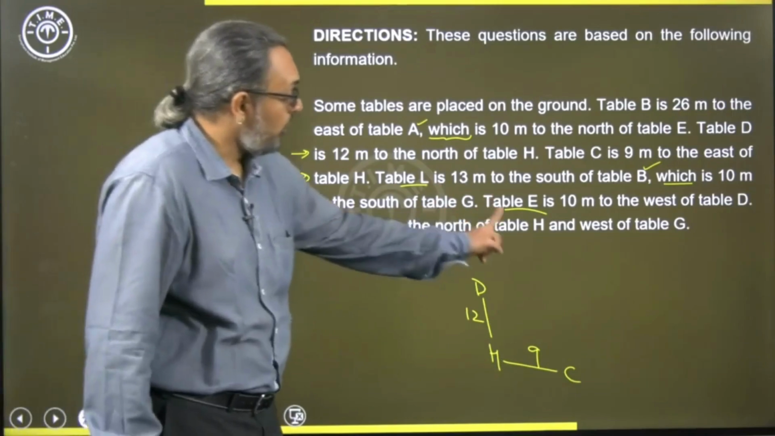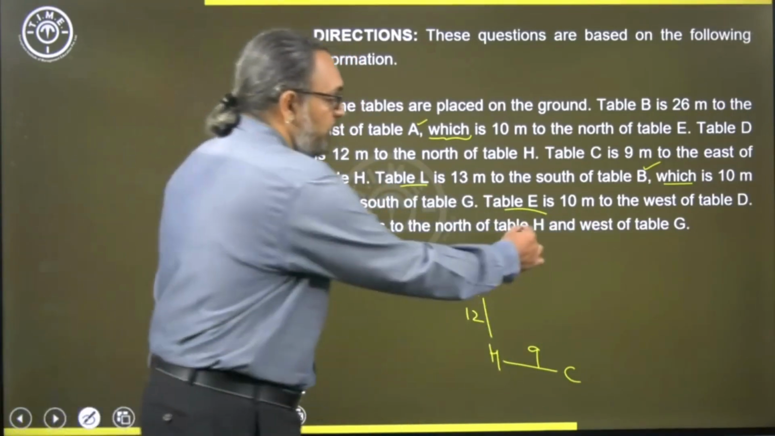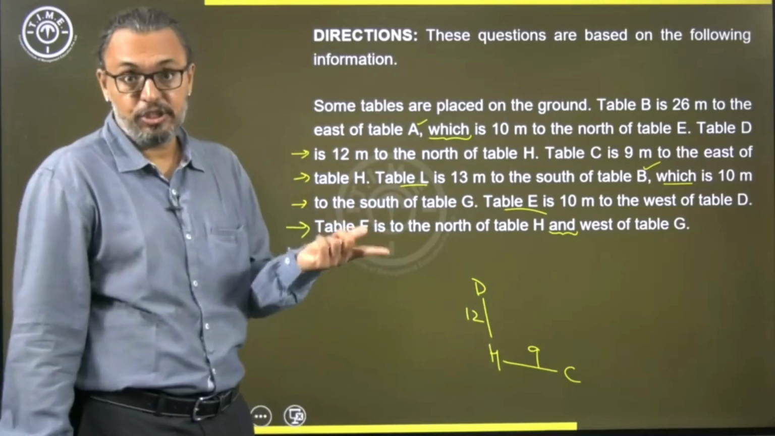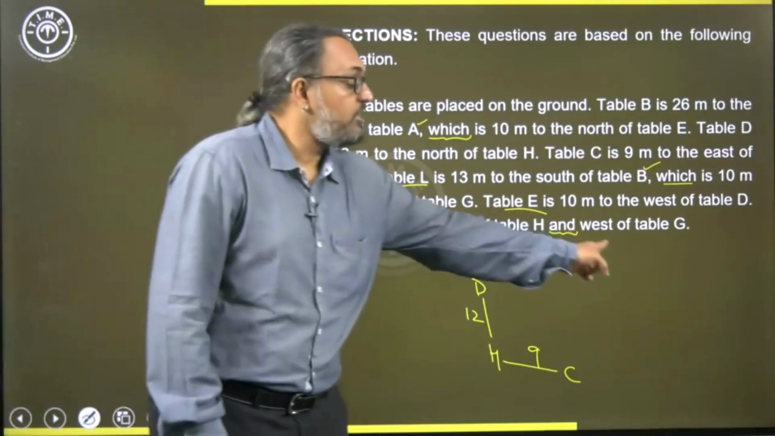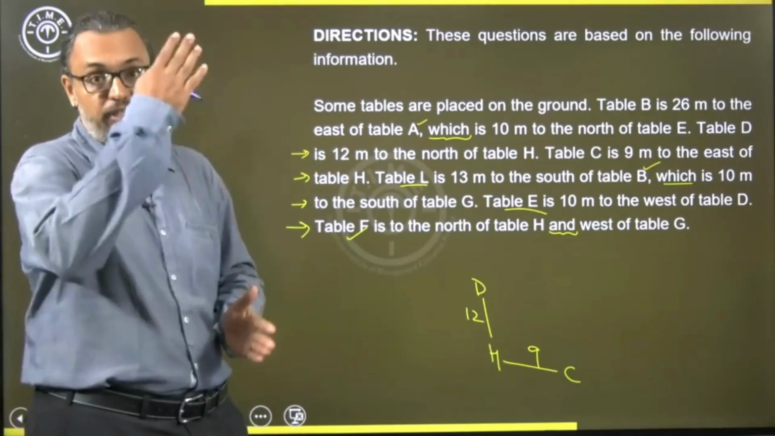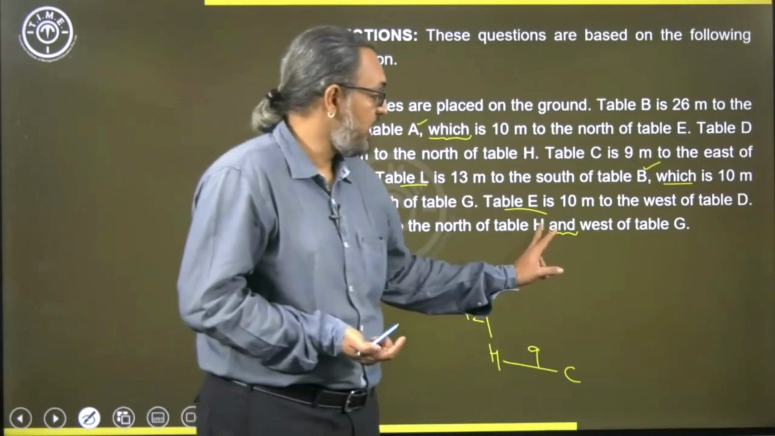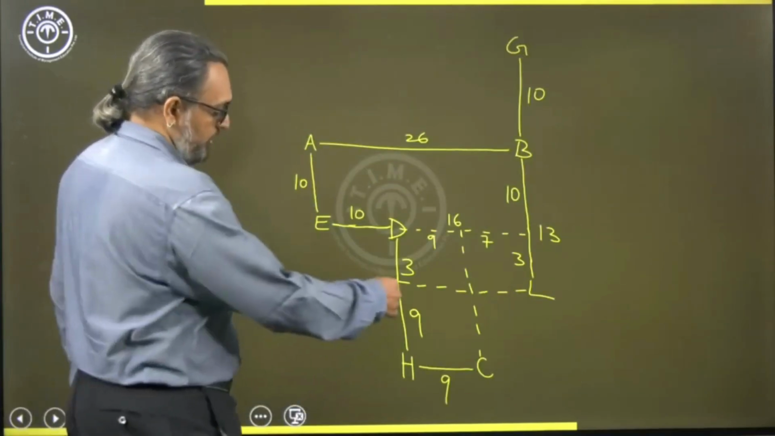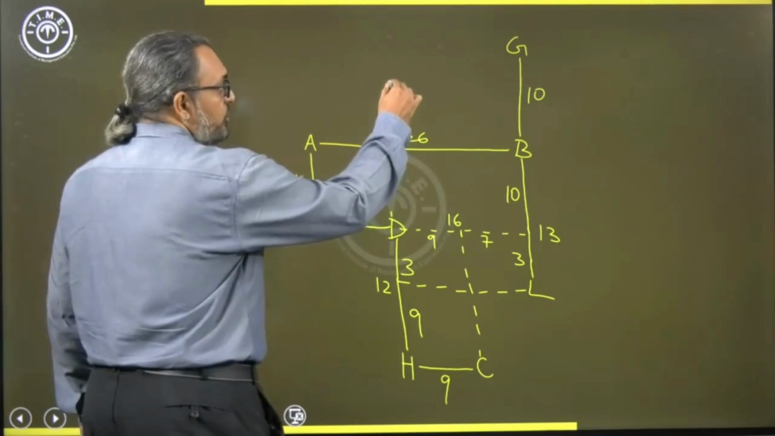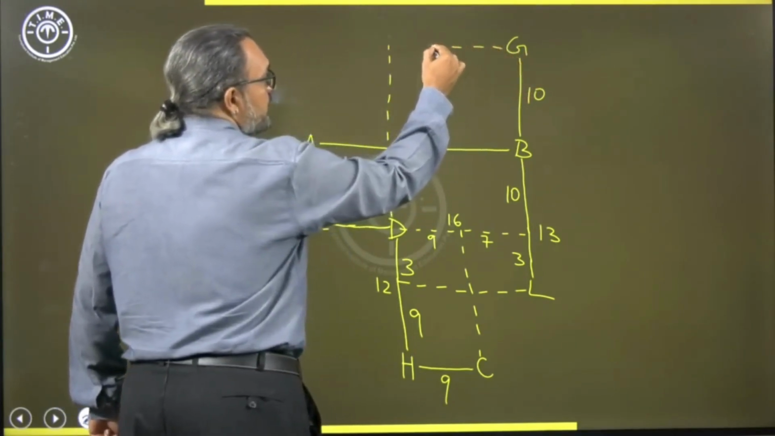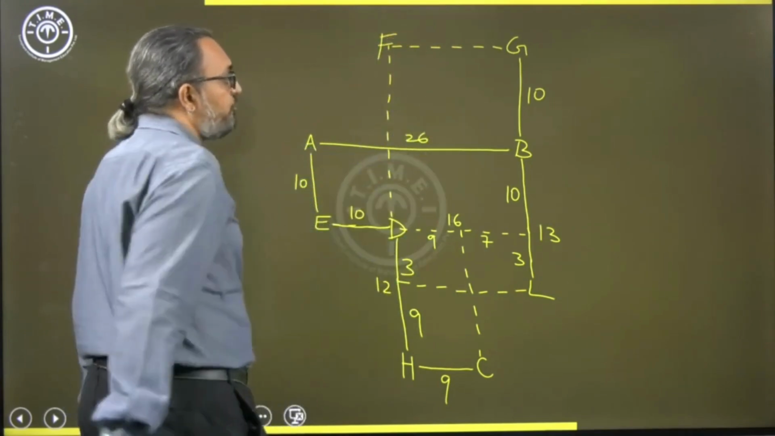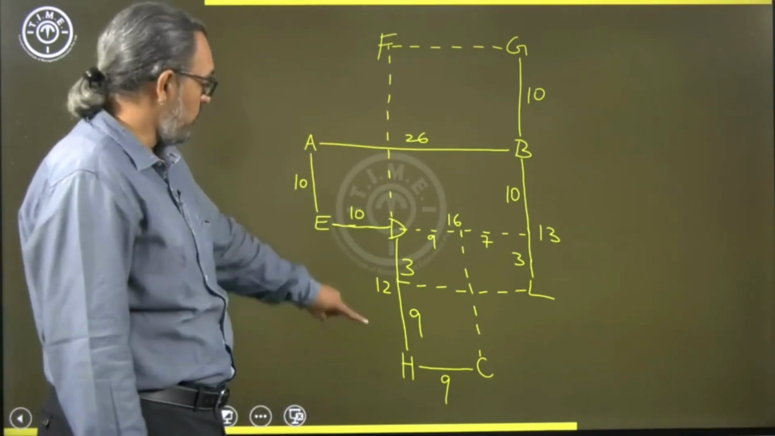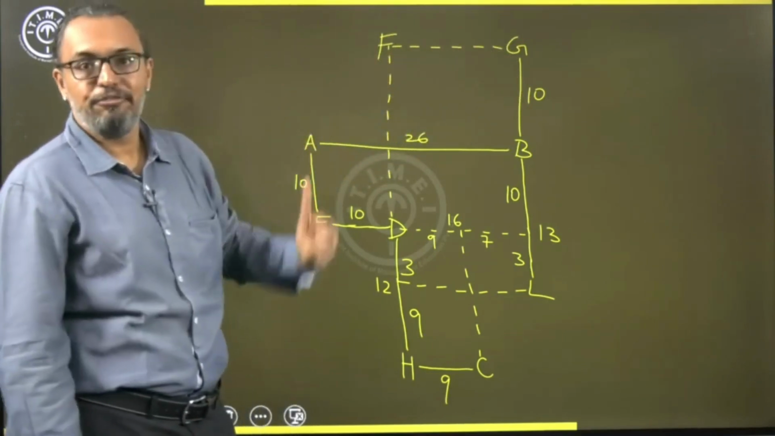Table F is north of H and west of G. When you have and, it always refers to the first table only, that is F. So, F should be north of H, meaning above H, and again back to F, west of G means left of G. The distances are not given, but we need to perfectly match them with respect to these two tables, H and G. So, north of H, west of G, you have F. Now, check here, north of H means above H and west of G means the left side of G. So, this is where you put table F. So that is how you get your final direction chart.